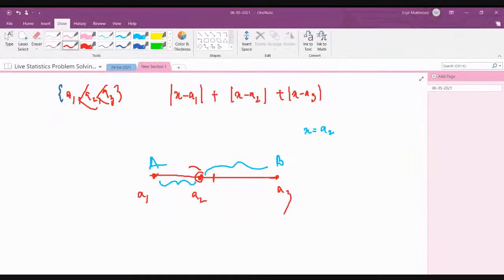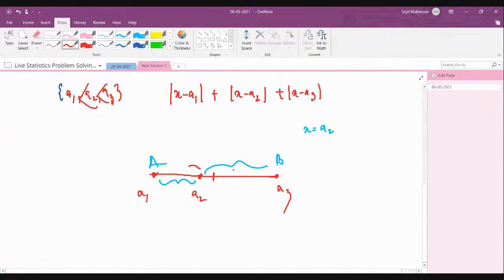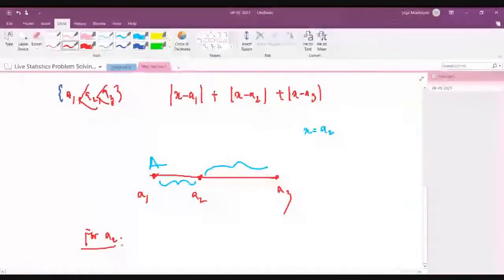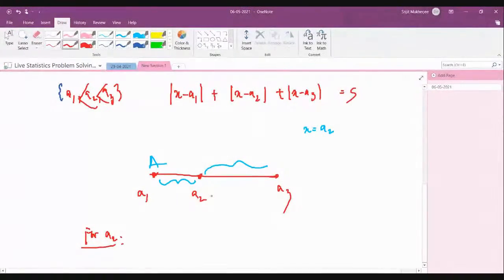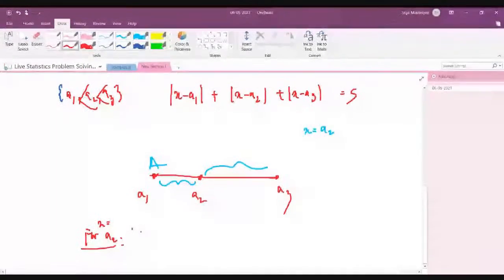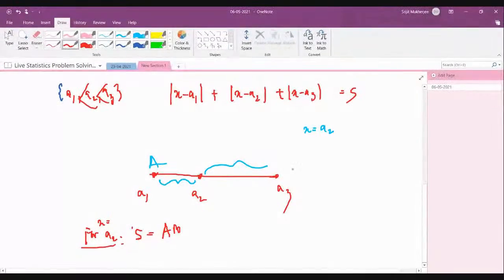Any doubts till this point of time? Please repeat the last thing, sir. Sure. So for this point, let's say for a2, what do we get? The sum S, for x equal to a2, is what? S is equal to AB, the length AB, right? Can you just check it? Because putting x equal to a2, it's a1 minus a2, this length, plus this length. All of you got this point?